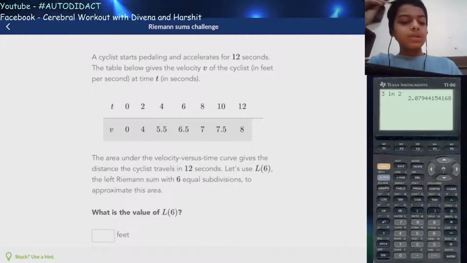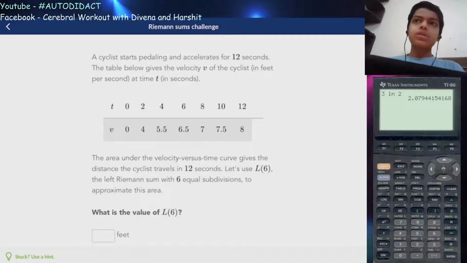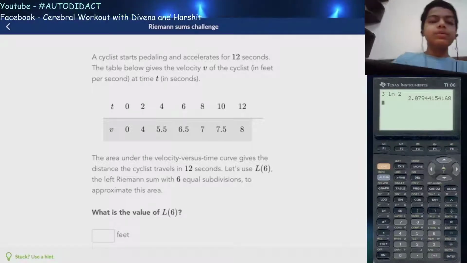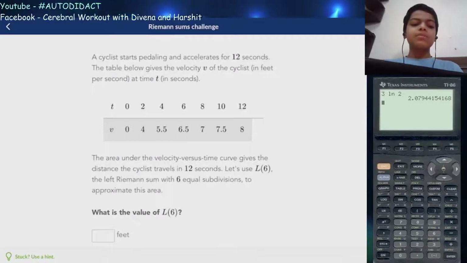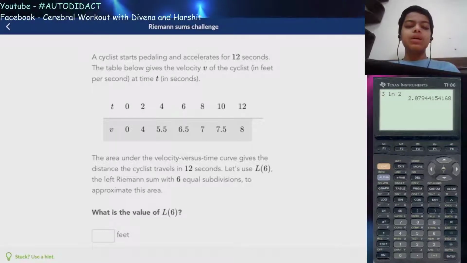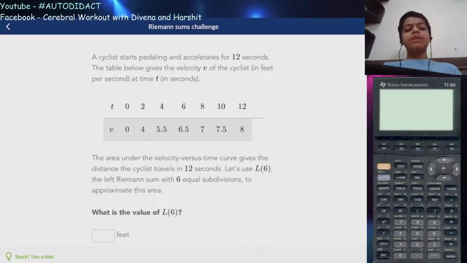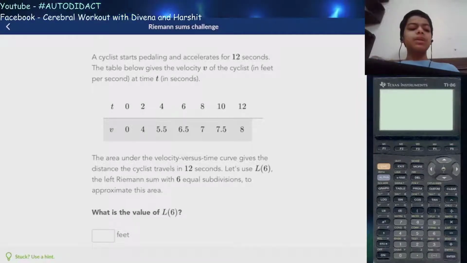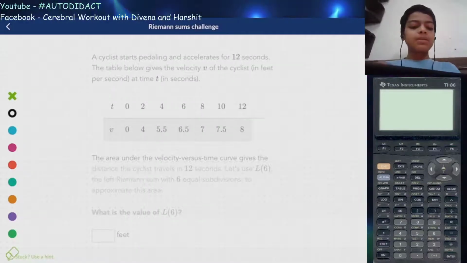Okay, we need 6 equal subdivisions. When we use 6 equal subdivisions, 0 to 2 will be 1 equal subdivision, then 2, 3, 4, 5, 6. Yes, this will be 6 equal subdivisions with a left Riemann sum. So this will be equal to 2 times 4 minus 0.